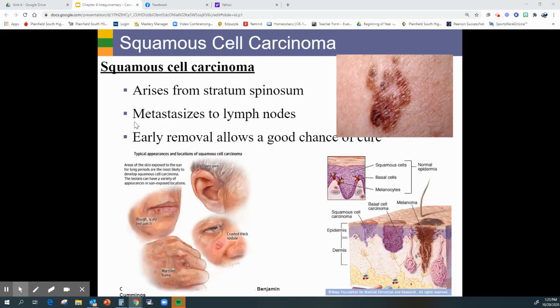Okay. Another one we look at is what's called squamous cell carcinoma. All right. So this arises in the stratum spinosum. This metastasizes pretty easily into the lymph nodes, and as long as it's caught pretty early, we have a pretty good chance of getting rid of it because it stays pretty well encapsulated. It's when it gets down into that next layer that we have a lot of the biggest issues with them.